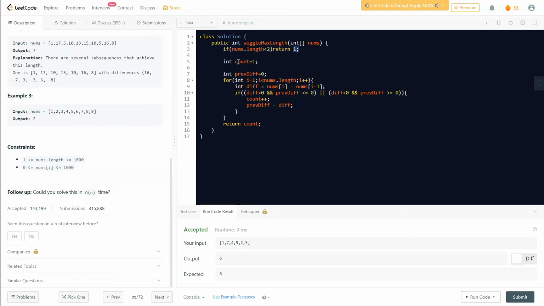And then we took a count variable which will count how many times the sign is changing for us. So initially our count is one. Why is this so? This is the exact reason why we are returning one over here, because for the first number we cannot see which way the count is going.